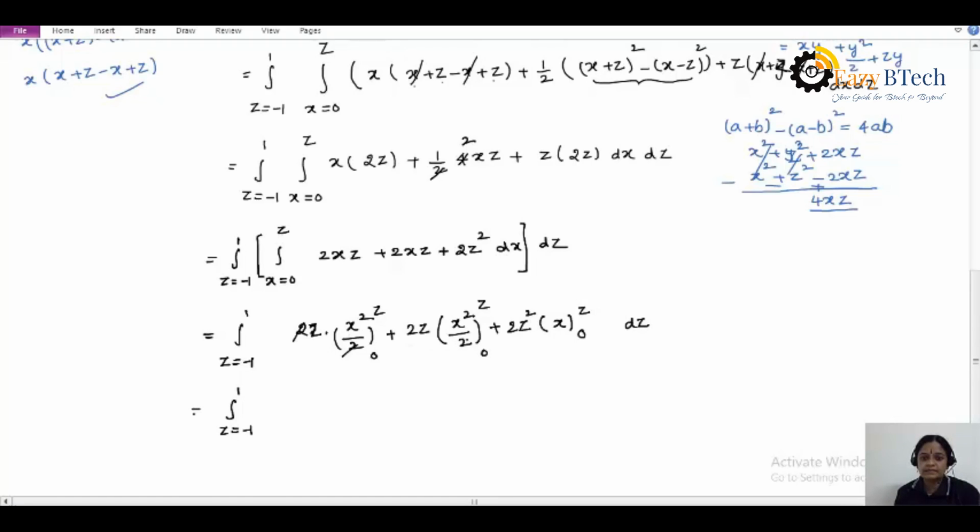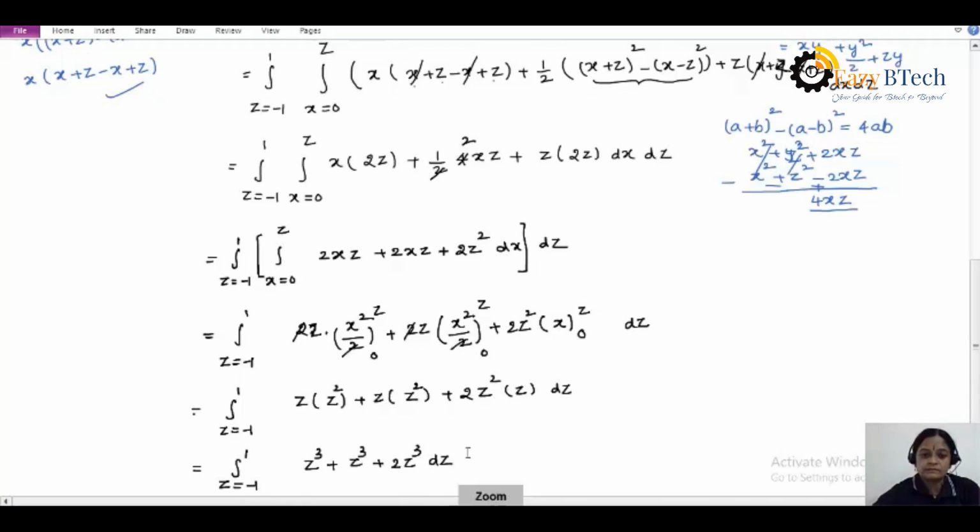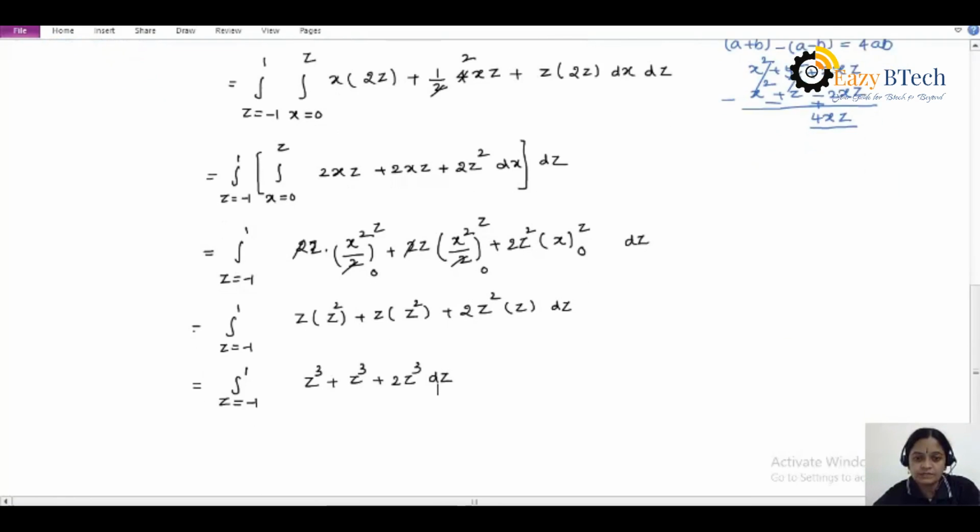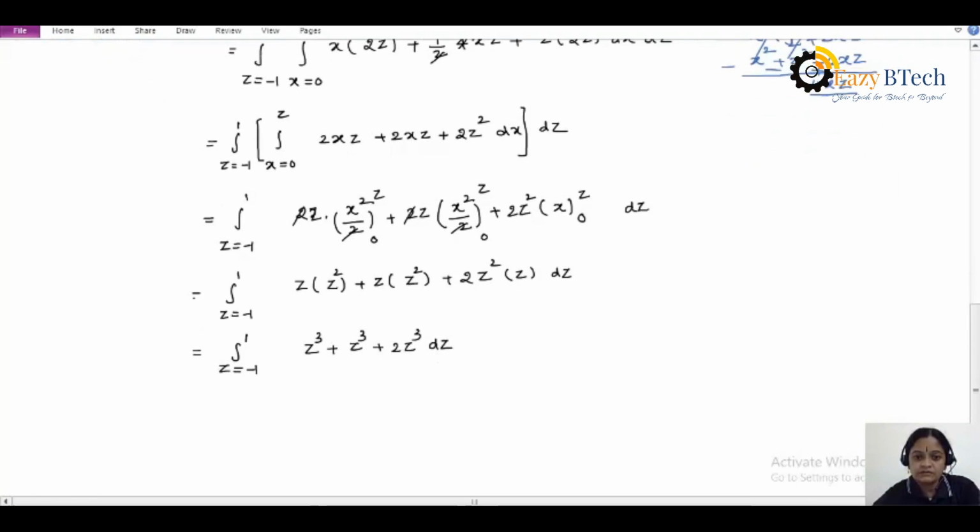And this 2 will be cancelled and this 2 will be cancelled. z into z square and again plus z into z square plus 2z square into z. Okay, I substitute only upper limit because the lower limit value is 0 here. Then integral z is equal to minus 1 to 1 and z cubed plus z cubed plus 2z cubed dz. Okay, so now adding these three values, z cubed plus z cubed plus 2z cubed is nothing but 4z cubed here.